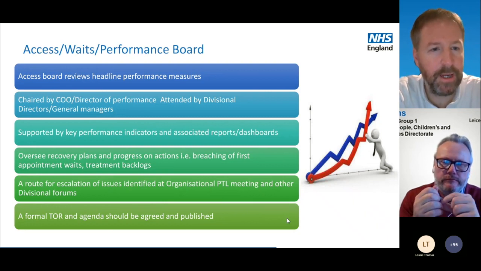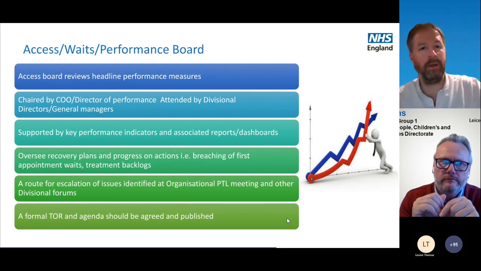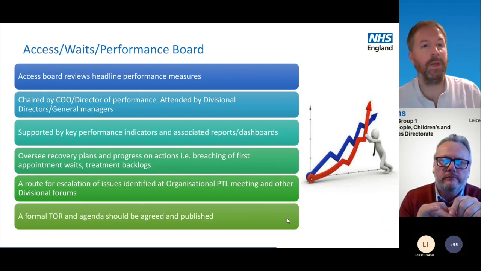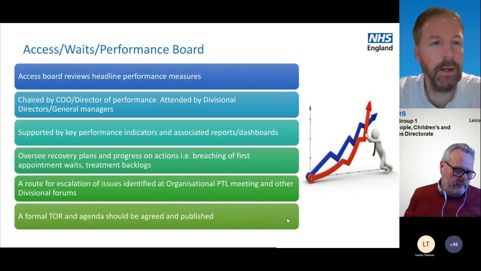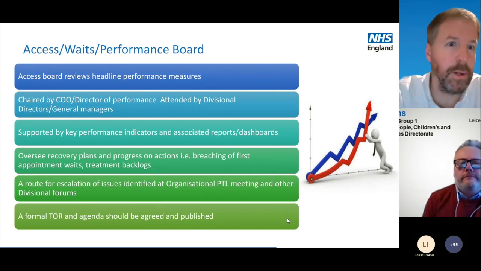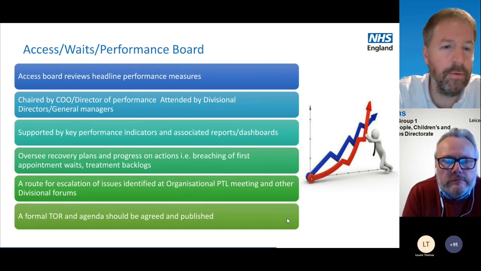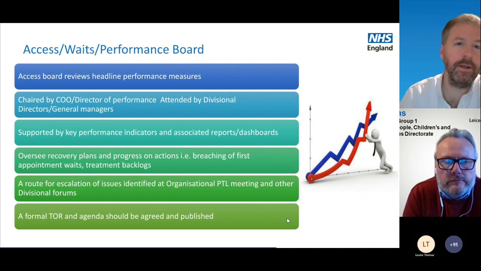Should be chaired at a senior level, and again, it depends on how your organisation works. This might be chaired by the COO, the organisational one might be a deputy COO or whatever else it might be. This might be chaired by a member of your exec board who's taking a slightly more strategic look at things, a director of strategy or transformation or something like that. And it needs to be supported by, again, a broad suite of KPIs. And where you've got KPIs, as I said, they need to be looked at consistently.